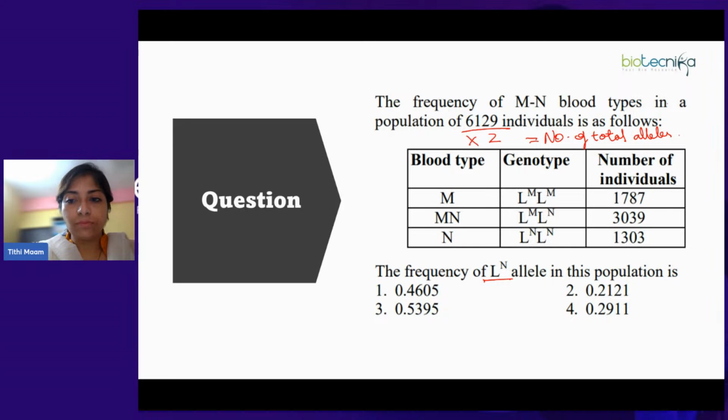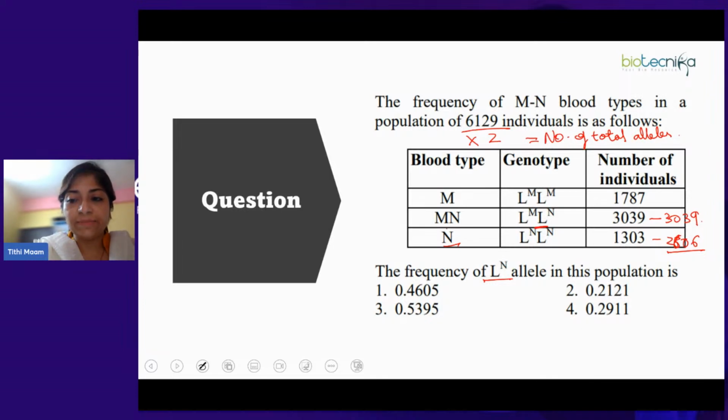Okay, and what about the LN allele? How many LN alleles are present? Each heterozygote will have one LN allele, so in these individuals there will be the same number of LN alleles. The homozygotes for N blood type have genotype LN LN, which means each individual has two LN alleles. The total number of such individuals is 1303, so twice of that is 2606. So 3039 plus 2606 will be the total number of LN alleles.